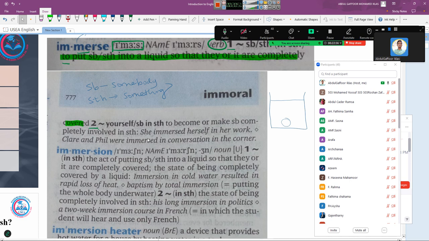Can you read the first sentence? She immersed herself in her work. So she immersed herself in her work means she was completely involved in the task. For example, if you want to learn English, you should immerse yourself in the learning process.